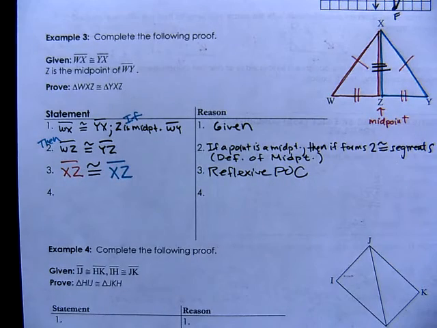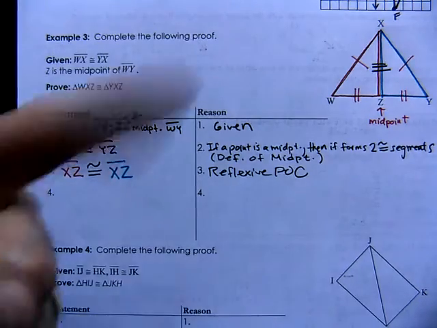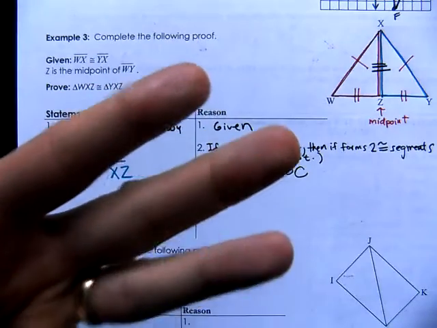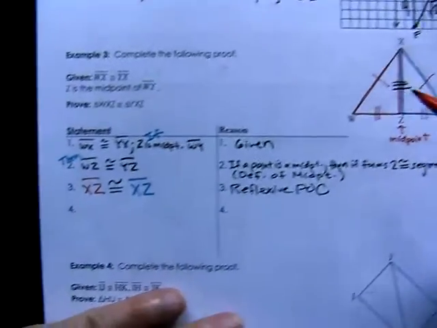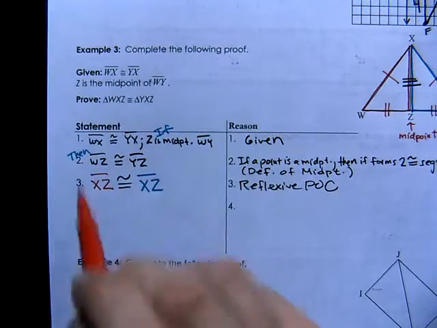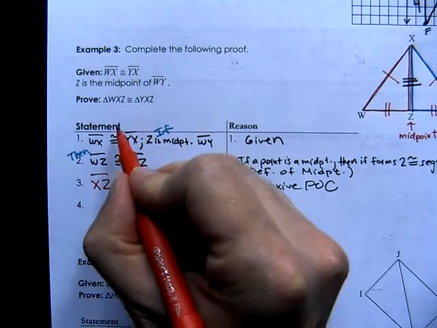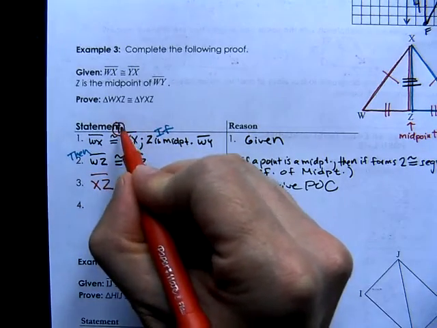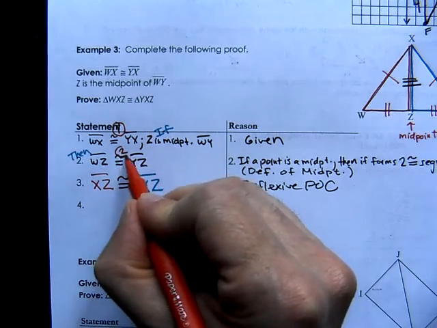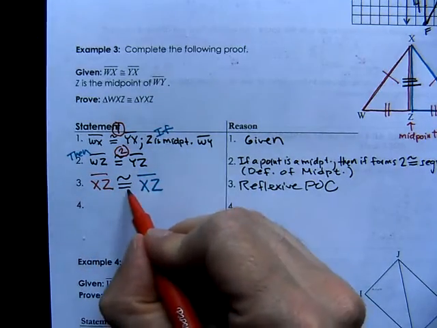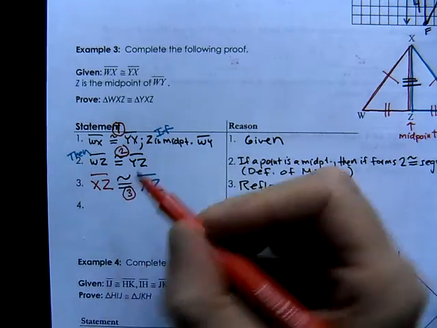Now, if we're going to show the 2 triangles are congruent, we need to see if we have side, side, side. Meaning, do we actually have 3 pairs of sides that are congruent? Yes, you can see it marked in the diagram, but more importantly, do you have it listed over here in the proof? What was given to us was the first pair of sides, number 1. Then, with the midpoint, we found a second pair of sides. Then with the reflexive property, we found a third pair of sides.